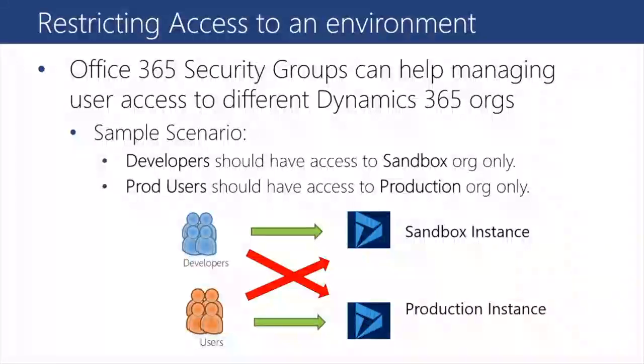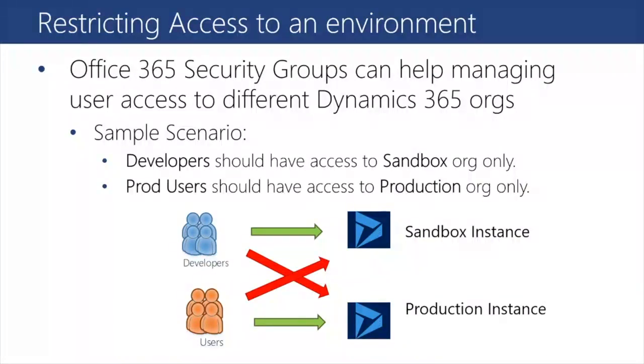Typical example is that development environments, development organizations should not be accessed by your end users, because it's just under development, it can create confusion, it can create data corruption, whatever. So only developers should access this information, right? And vice versa, developers should not directly access the production organizations. And this can be achieved by setting up these groups in Office 365. You can add users to these groups, and you assign these groups to instances.